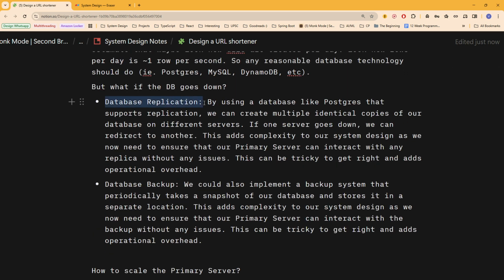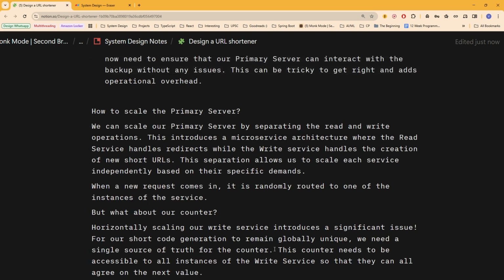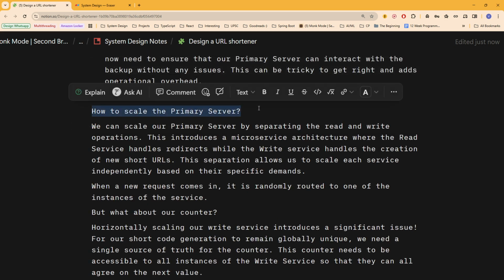Other than that, you should be aware of what database replication is, what database backup is, and all of that. Okay, how to scale the primary server.